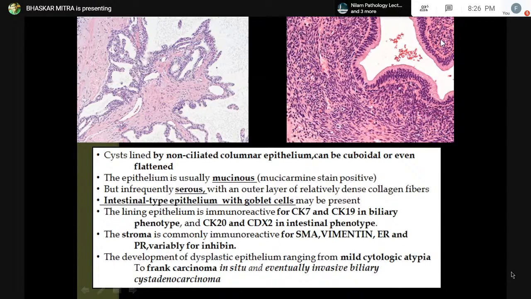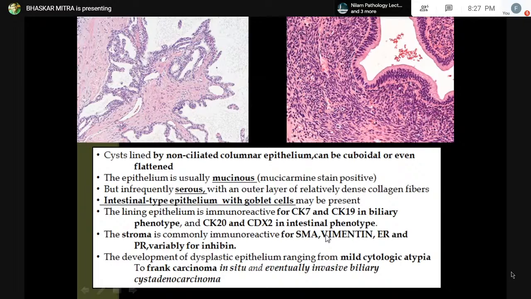Here, a single layer of epithelium is lying on a bile ductular stroma, and there is an ovarian type of mesenchymal stroma. They are non-ciliated columnar epithelium, can be cuboidal. They may show mucinous changes with mucicarmine stain positivity. They may be serous. Sometimes they show intestinal type of epithelium with goblet cell changes. If the lining is biliary type, then they show CK7 and CK19 positivity. If it is intestinal type, they show CK20 and CDX2 positivity.